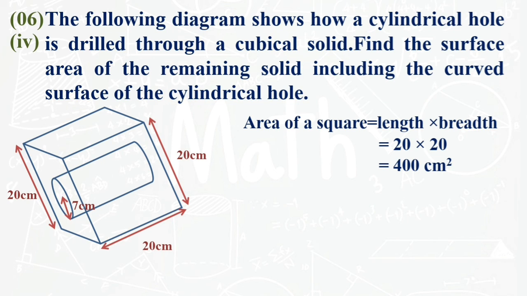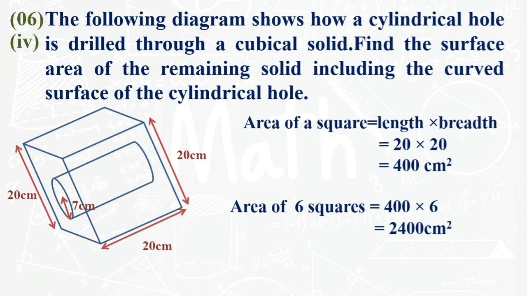To find out the surface area, we have to find out the area of one square. As there are 6 squares in here, first of all we have to find out one square. So the area of a square is length into breadth. 20 into 20, it will be 400 square centimeters. But there are 6 squares in here. We have to find out the value for 6 squares by multiplying the answer by 6. Then it will be 2400 square centimeters.